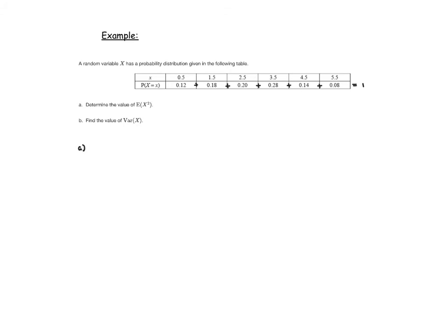Part A, it says determine the value of the expected value of x squared. Okay, so the expected value of x squared is going to be calculated very similarly to the expected value of x, except what I'm going to do is take each of the individual outcomes and square them and multiply them by their probability. Okay, so all that I changed here is I'm going to take each individual possible outcome and square it.